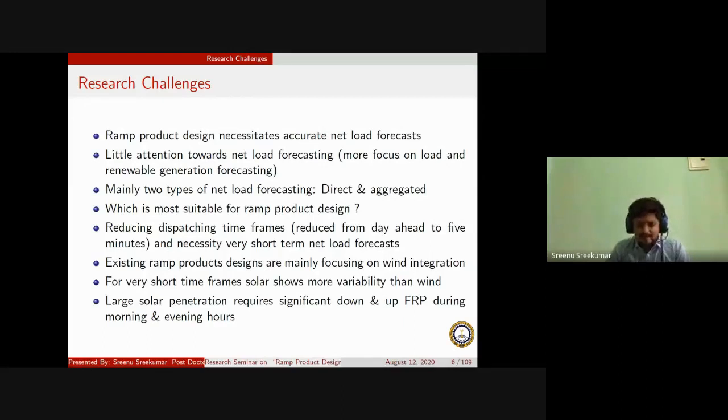And to address renewable variations all over the world, real-time economic planning timeframes are reduced from a day ahead to 5 minutes ahead. So we need very short-term net load forecast.